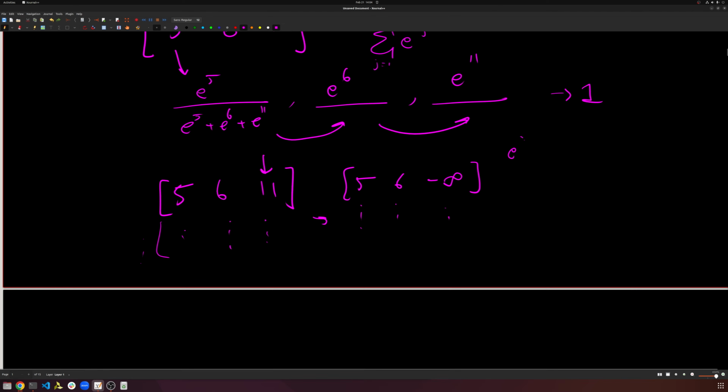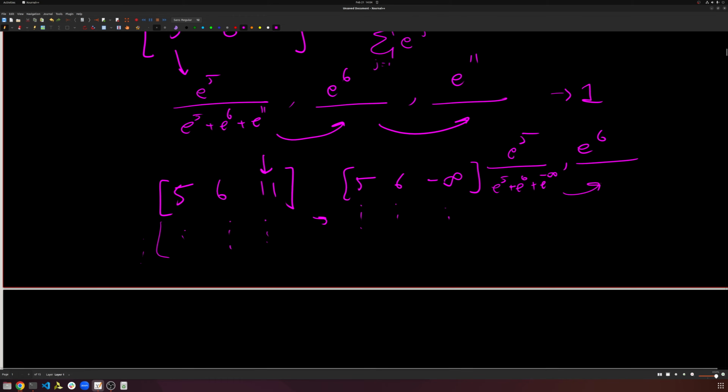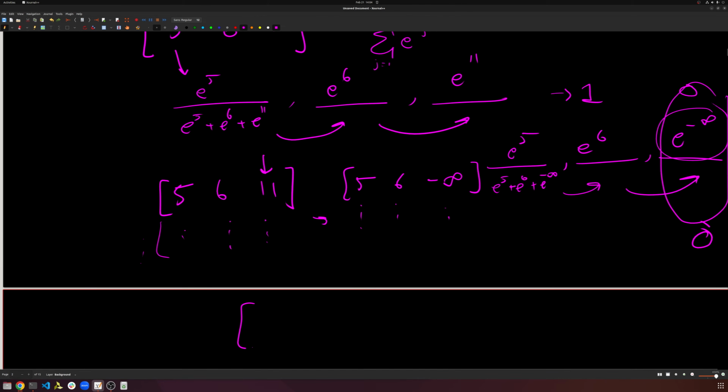Now we have e to the power 5 divided by e to the 5 plus e to the 6 plus e to the negative infinity. We'll have e to the power 6 divided by the same denominator. And then we'll have e to the power negative infinity divided by the same denominator. Well, what just happened? E to the power negative infinity is just 0. I mean, it's not exactly 0, but it's approximately 0, right? E to the power of a really, really big negative number is basically 0. So this is 0. That solves the first problem. Our output here, this last output, is 0.